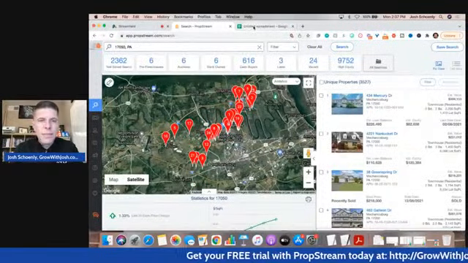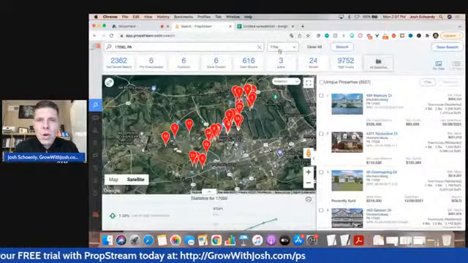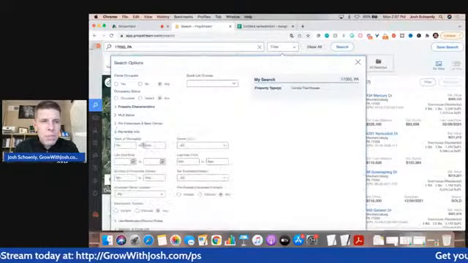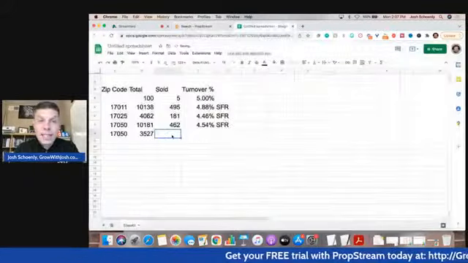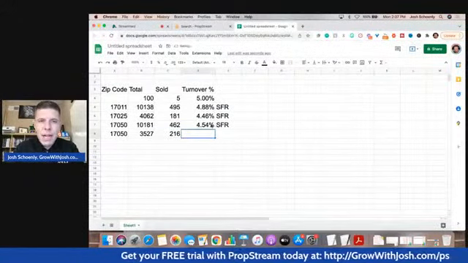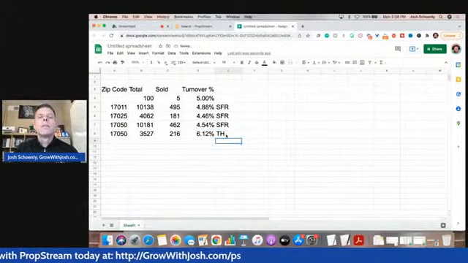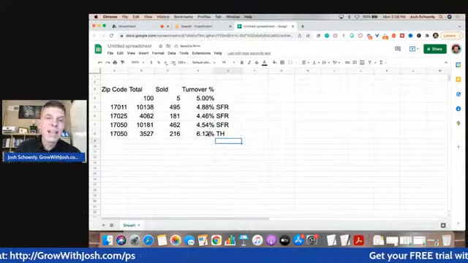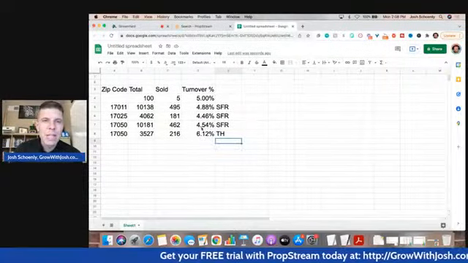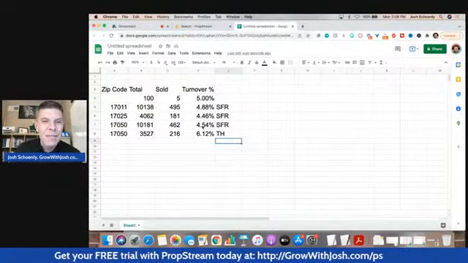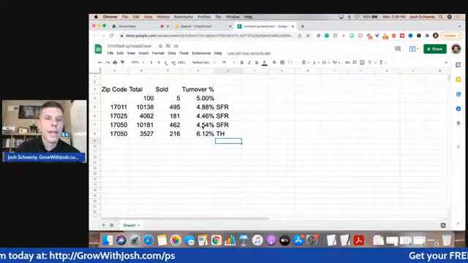So we got 3,527 total. And then let's go here. We're going to filter. We're going to do ownership info 1 year. And we got 216. Now this is going to be a lot higher. Aha. So look at that. 6.12. Now, that seems like small numbers, but when you compare it to 4.5, what is that? That is a 33% higher turnover rate.